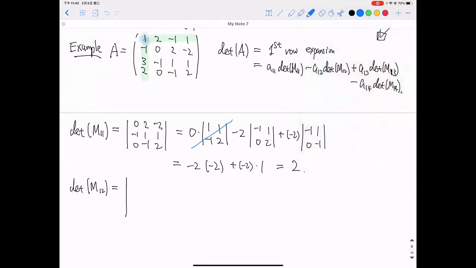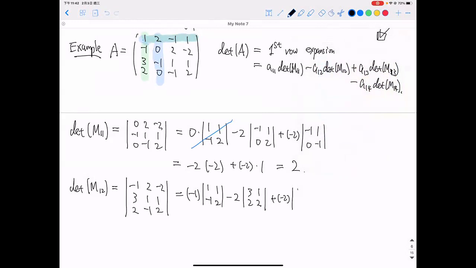First row, second column. What's left? Minus 1, 3, 2; 2, 1, minus 1; minus 2, 1, 2, which we then compute using the same recipe. 3, 2, 1, 2 plus negative 2 times 3, 2, 1, minus 1. Okay, looks correct to me.